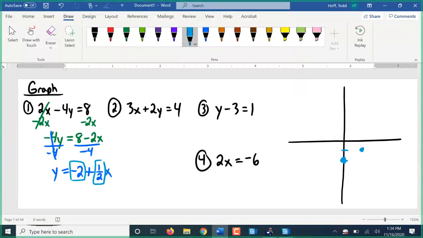If those aren't far enough away, we can do it again. Rise 1, run 2. We get a third point if we need it. And our line goes through those 3 points.